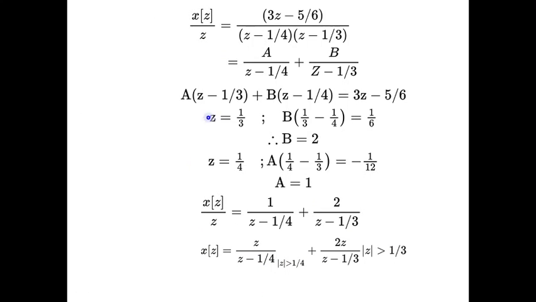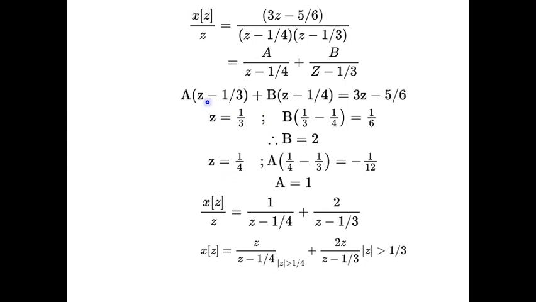So X of z divided by z. You can see that (3z minus 5 by 6) divided by the denominator. Now the numerator degree is 1 and the denominator degree is 2. And now partial fraction is applied: A by (z minus 1 by 4) plus B by (z minus 1 by 3).